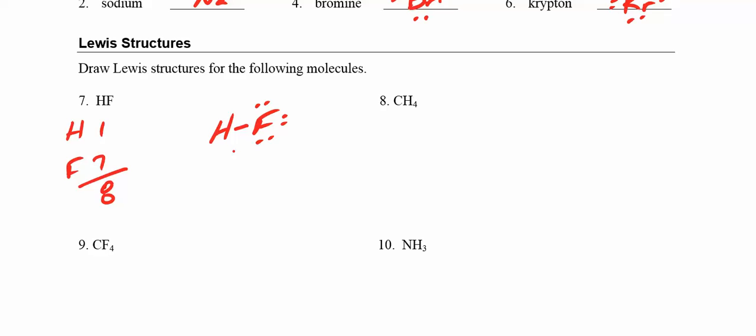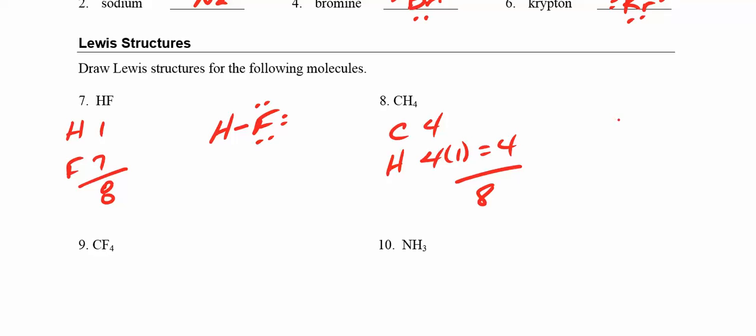Let's go to number 8. We have CH4. This is called methane. So let's add up valence electrons. Carbon has 4. Each of the hydrogens has 1, but there are 4 of them. So we're going to say 4 times 1, that's 4. So when we add 4 to 4, we get a total of 8 electrons.